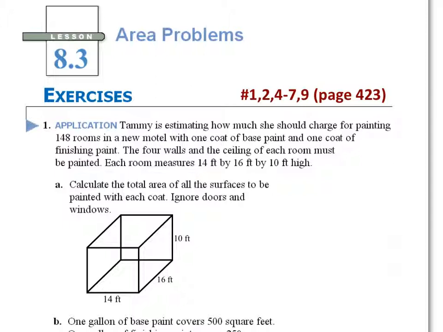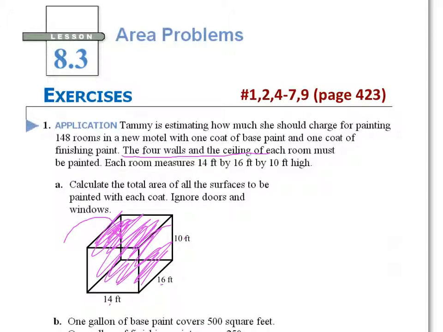Problem number 1 from lesson 8.3 in the Discovering Geometry textbook asks us to paint all the rooms of a hotel. And it says that we are painting the 4 walls here and the ceiling. We are not dumping the paint into the room and filling it all the way up to the top with paint. If we were to find that, what we'd be finding there is the volume. That would be 14 times 16 times 10. That's not what we're looking for.